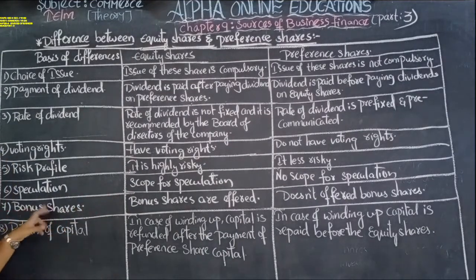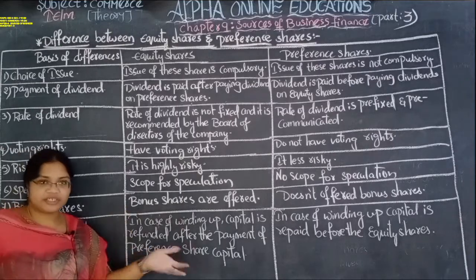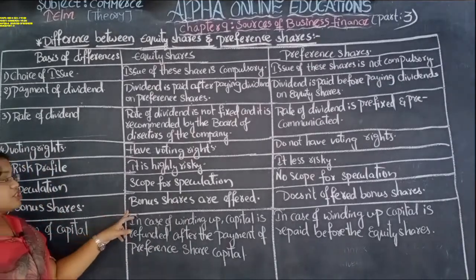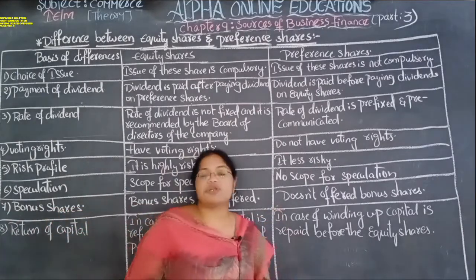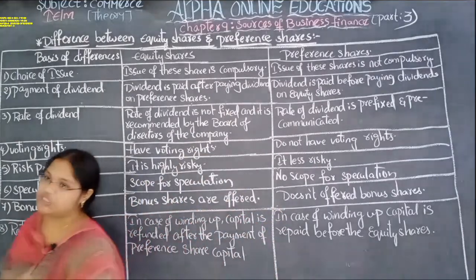Next one, bonus shares. Bonus shares means additional shares. So equity shareholders will receive the bonus shares, but the preference shareholders will not receive the bonus shares.